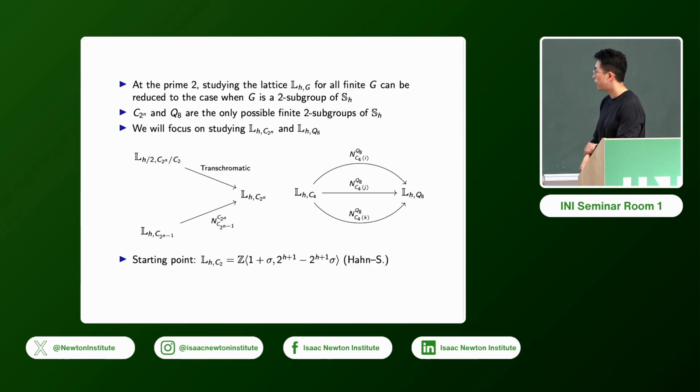Now this is an inductive approach, so I have to start somewhere. The place I'm going to start is the C2 periodicity lattice. And this has been completely computed. It's a consequence of the real orientation theorem that Jeremy and I proved that LHC2 is generated by 1 plus sigma, so the regular representation, and 2H plus 1 minus 2H plus 1 sigma. So this has been completely computed. And that's the starting point.